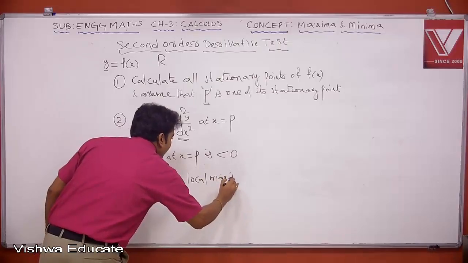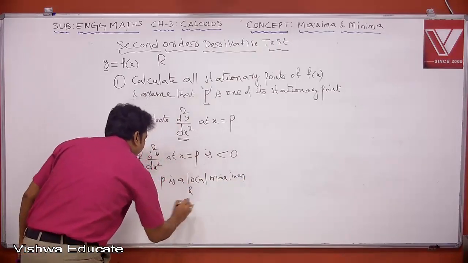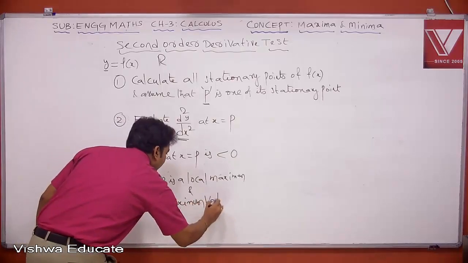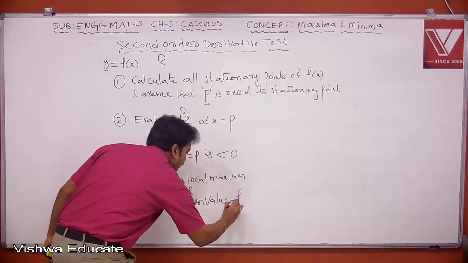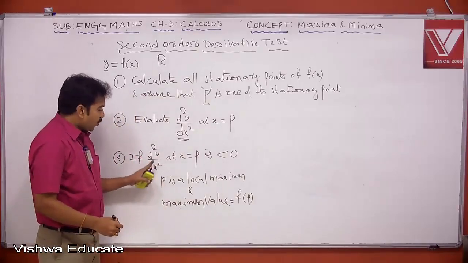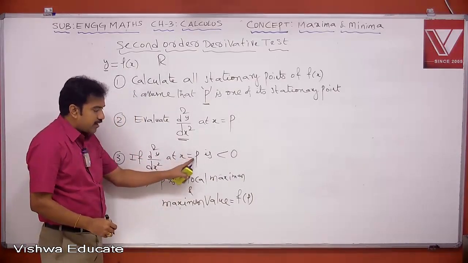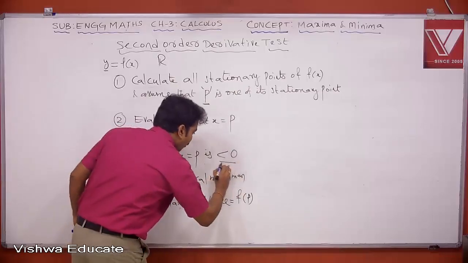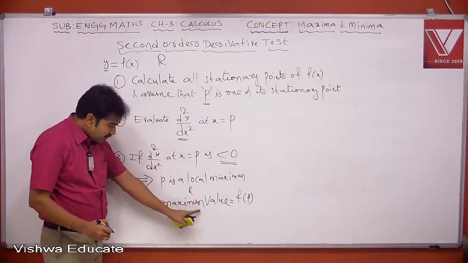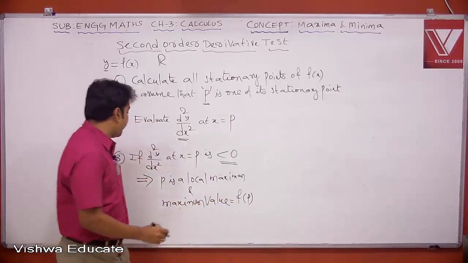This implies p is a local maximum, and the maximum value is equal to f of p. So in this case we were getting two issues. What is a local maximum and what is the maximum value? When d square y by dx square at a stationary point is less than 0, this implies the point is a local maximum and the maximum value is equal to f of p.